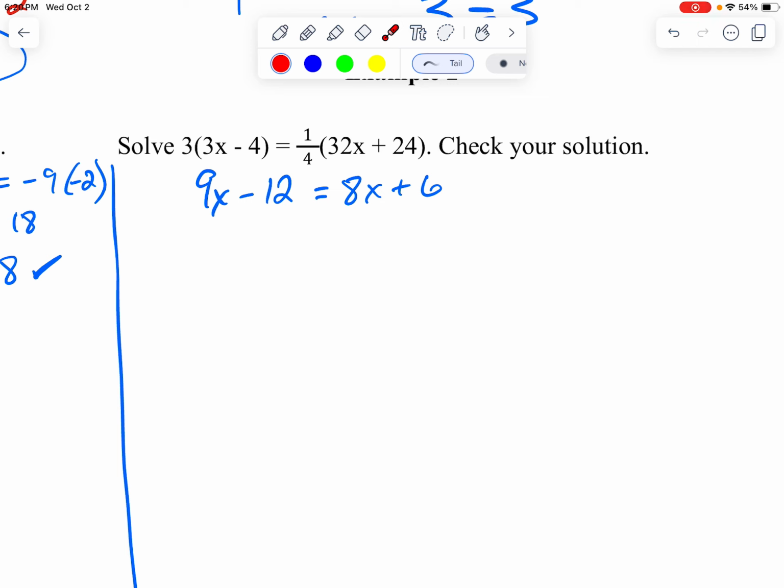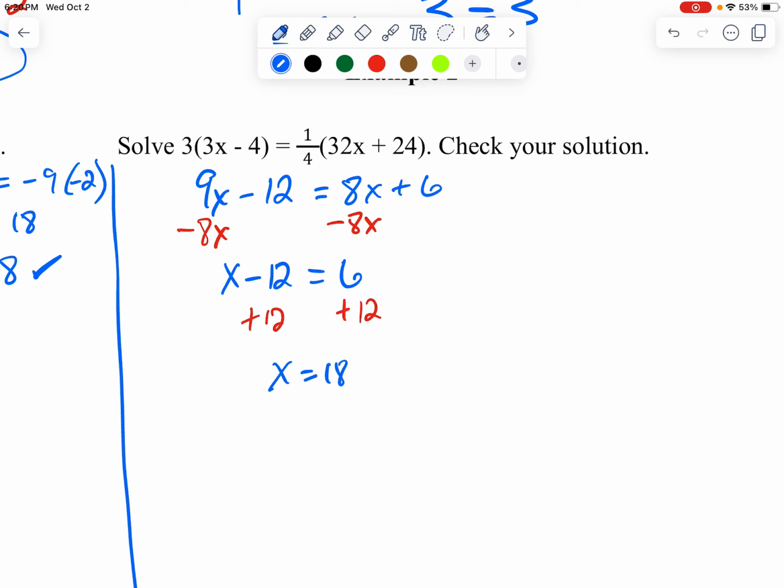So I always try to think ahead and think about which one of these should I subtract so that I end up with a positive x value. And that's going to be the 8x. Because now that variable term is going to go away on the right. I'll have x minus 12 equals 6. And again, we're just back to a one-step equation. Add 12 to both sides, and x equals 18.